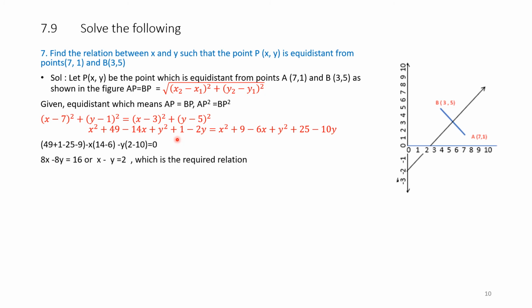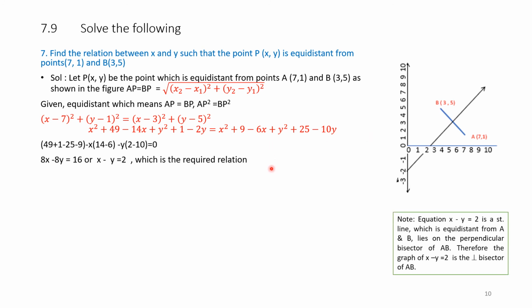Therefore, it becomes 8x minus 8y is equal to 16, or x minus y is equal to 2, which is the required relation. Therefore, the relationship for the point is x minus y is equal to 2, the required relation.